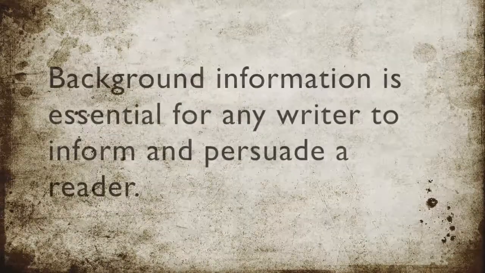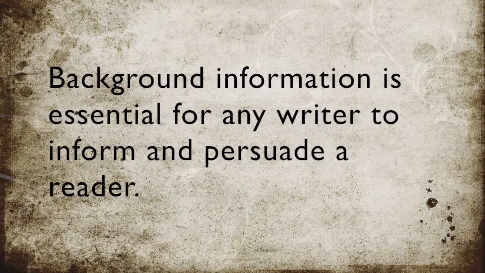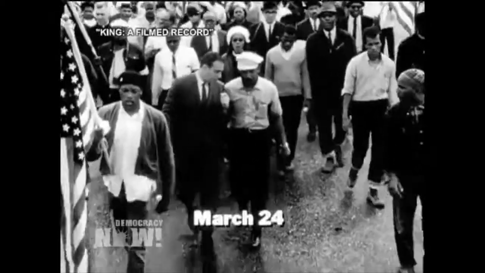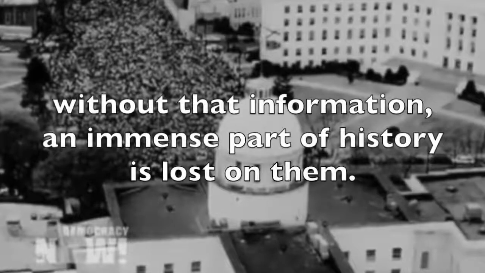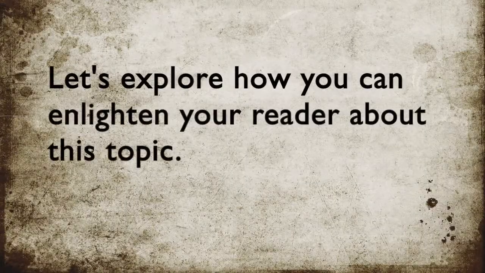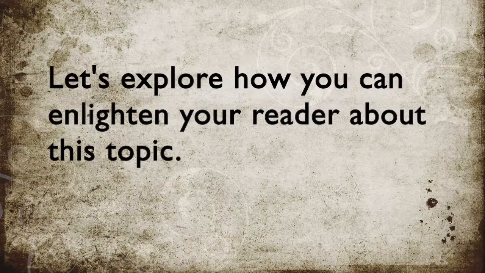Background information is essential for any writer to inform and persuade a reader. When you are writing about why a civil rights leader was important to the movement of the 1950s and 1960s, you must give your reader an understanding of why the civil rights movement existed and the identity of the leader. Without that information, an immense part of history is lost on them. Let's explore how you can enlighten your reader about this topic.